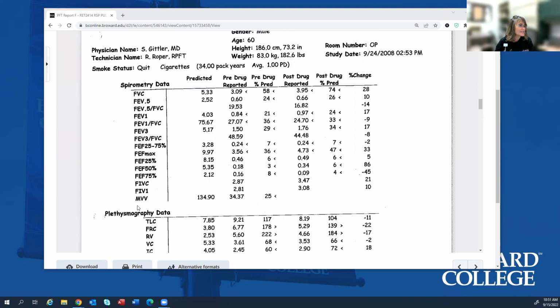Here we have a maximum voluntary ventilation of 34 liters per minute. Should have been 135 liters per minute. Why so low? How come this person can't move air in and out? FEV1 over FVC is 27%. So we have obstructed airways, and that's why the MVV is so low.